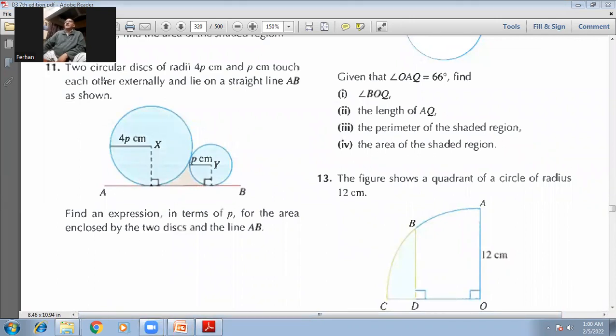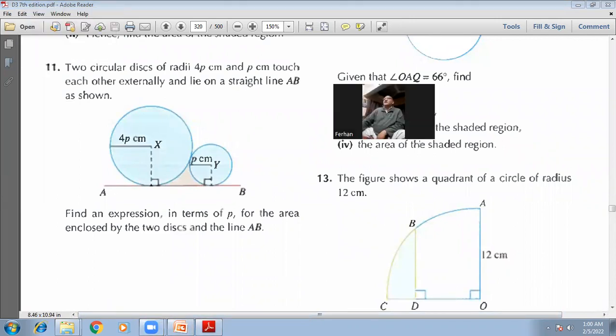Okay, so the next question coming up on your screen is question number 11. He says, two circular discs of radii 4p centimeter and p centimeter touch each other externally and lie on a straight line AB as shown. Find an expression in terms of p for the area enclosed by the two discs and the line AB. Okay, so we have to find out the area of this.